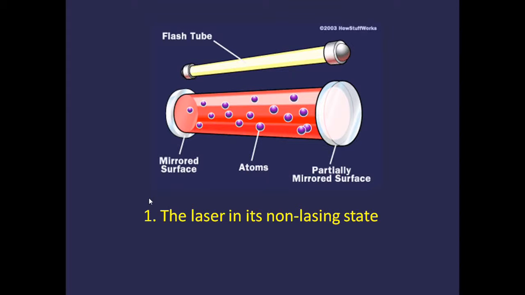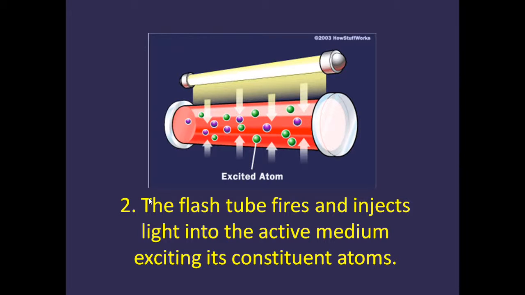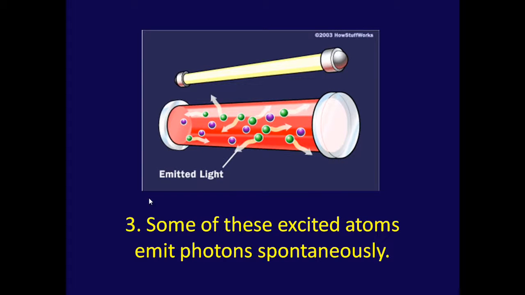You have an active medium containing atoms, and some form of energy input, in this case a flash tube that would release light. The flash tube, when it fires, releases photon light into the active medium, and this excites the constituent atoms within it. These constituent atoms then release photons spontaneously by the process talked about earlier.